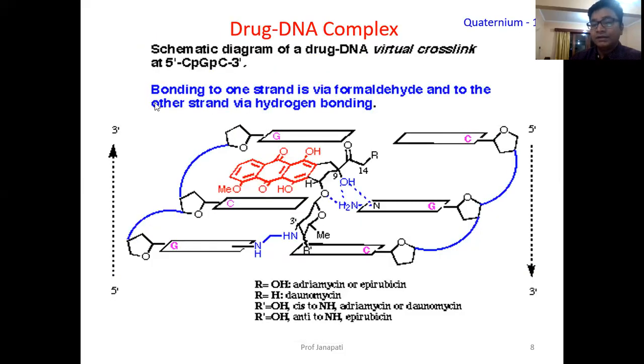Now, this is how it binds. You can see the visual effects, how this is the drug. You can see it here. See how it is binding, and all this, the sugar molecules. So this is the drug-DNA complex cross-linking. Now, in the next slide, we will discuss a little more.